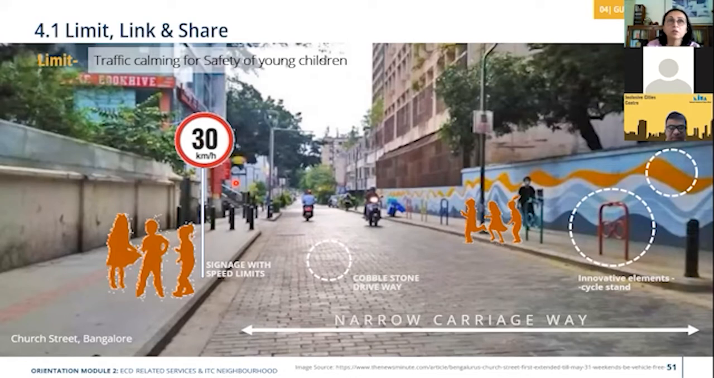Most of the safe and shared streets would have a speed limit of 15 or 20 to 25 kilometers per hour. Normally in our cities, as per IRC, internal streets can go up to 40 kilometers per hour, but what is recommended is even lower than that.